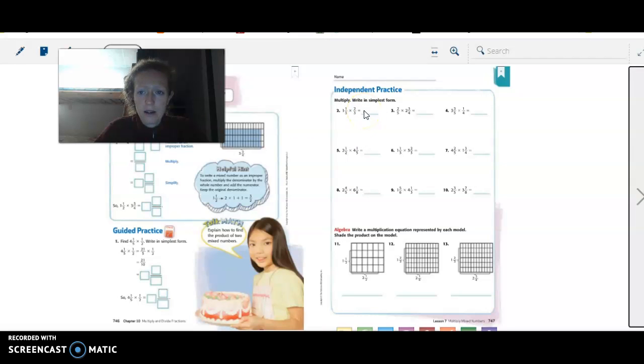Let's go ahead. We're going to do number 3. It's been a tricky one. Ooh, actually, let's do number 10. We're going to do number 10, and then we're going to do number 11. All right, so number 10 is 2 3/5 times 3 7/8. Let's go ahead and write that down on our whiteboards.